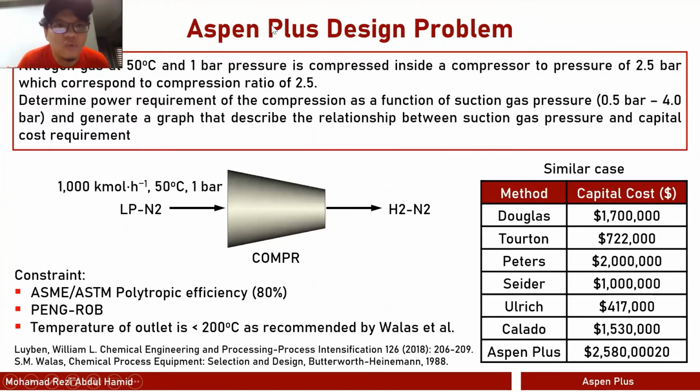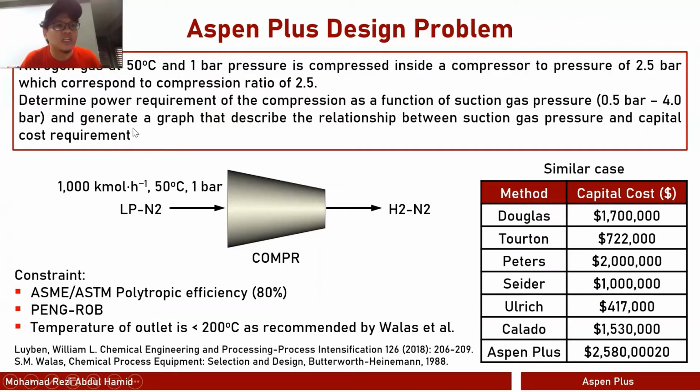So coming back to our design problem, what we need to do today is compress nitrogen gas at 50 degrees Celsius and 1 bar pressure inside the compressor to a pressure of 2.5 bar, which corresponds to a compression ratio of 2.5. And we will determine the power requirement for the compression. According to the author, he gets 10 kilowatts, and we will try to confirm. We will also find out whether there is a difference in the power requirement when we vary suction gas pressure from 0.5 bar to 4.0 bar.